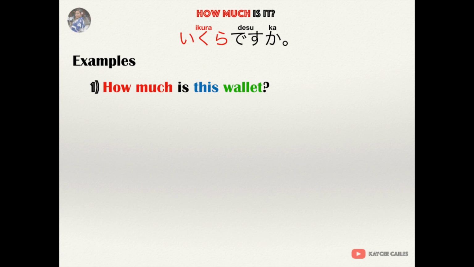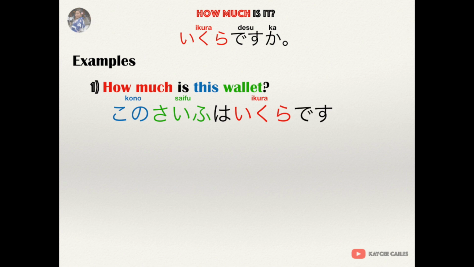First, we say, how much is this wallet? We say, kono, and then wallet in Japanese is saifu. Let's continue. Kono saifu wa ikura desu ka? How much is this wallet? Of course, we assume that you are holding the wallet or it is within your reach.